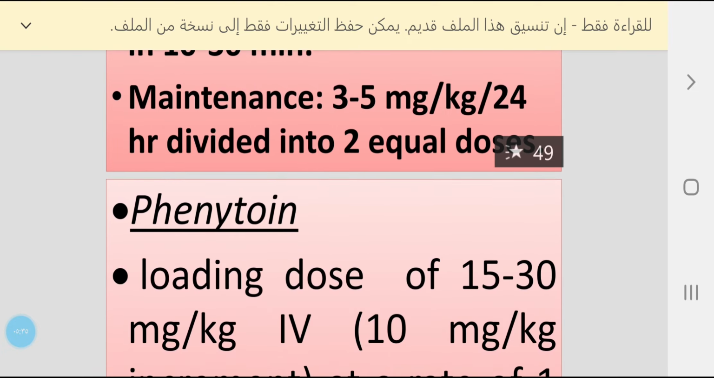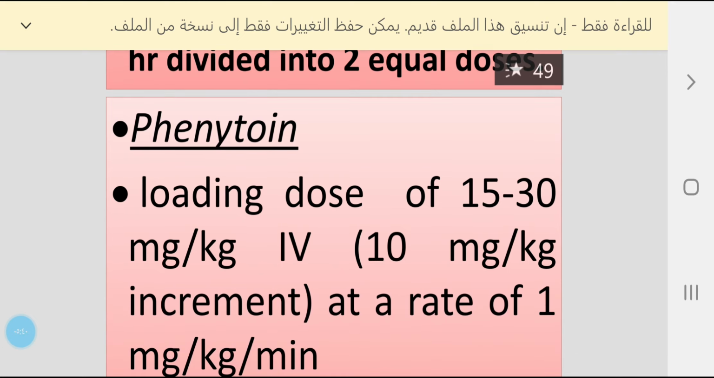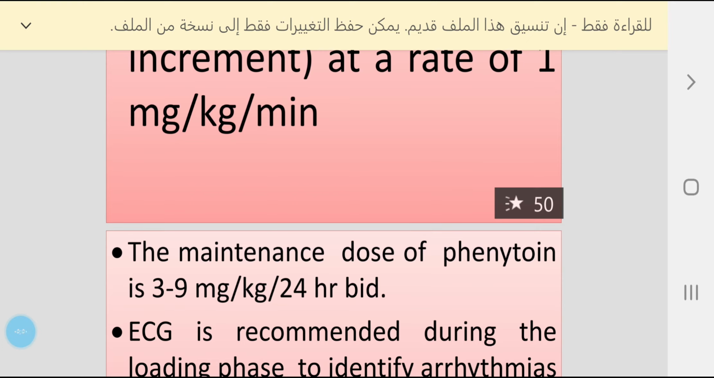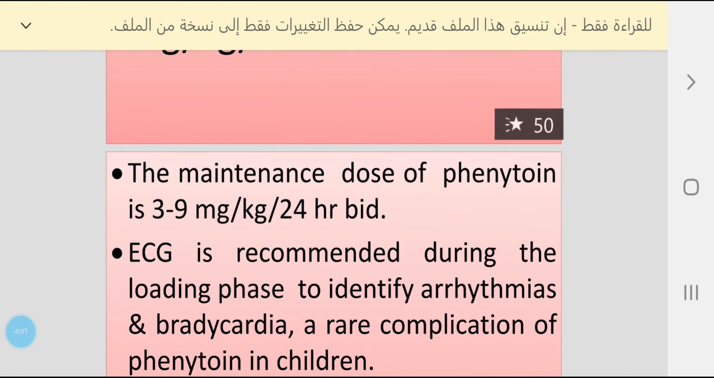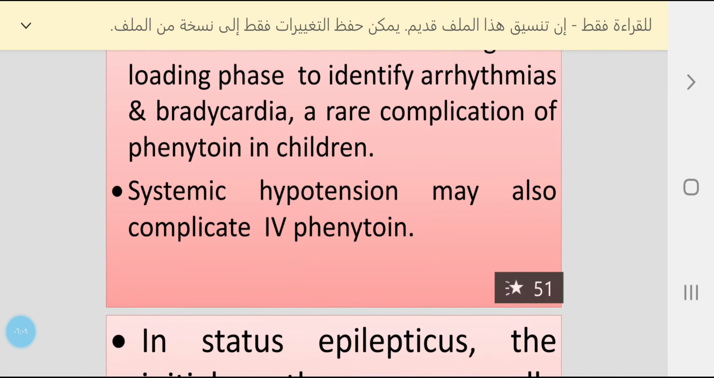Phenytoin can be given also in a loading dose of 15 to 30 milligram per kg IV, 10 milligram per kg increment at a rate of 1 milligram per kg per minute. The maintenance dose of phenytoin is 3 to 9 milligram per kg per day, divided 2 times. ECG is recommended during the loading phase to identify arrhythmias and bradycardia, a rare complication of phenytoin in children. Systemic hypotension may also complicate IV phenytoin.